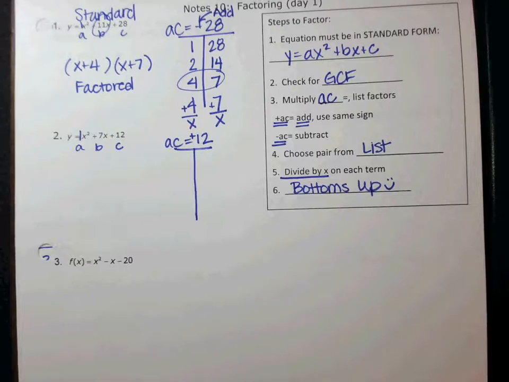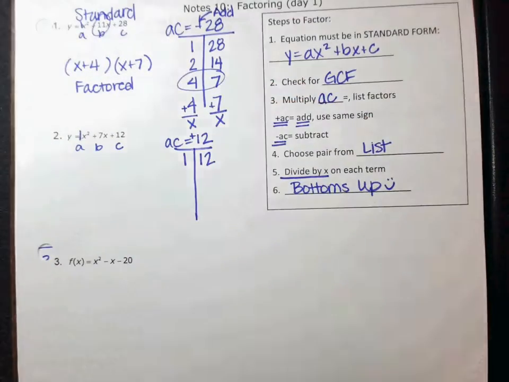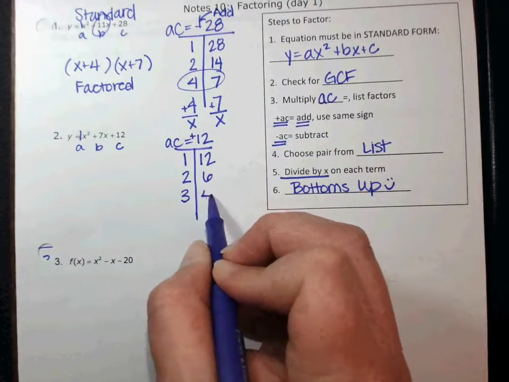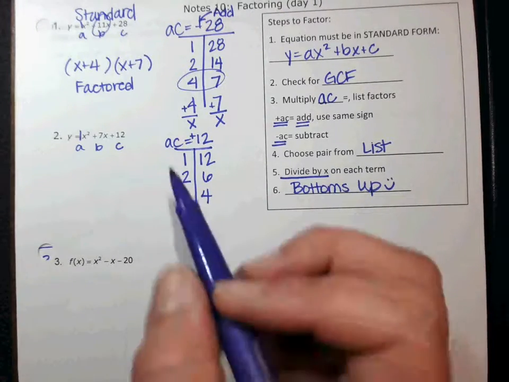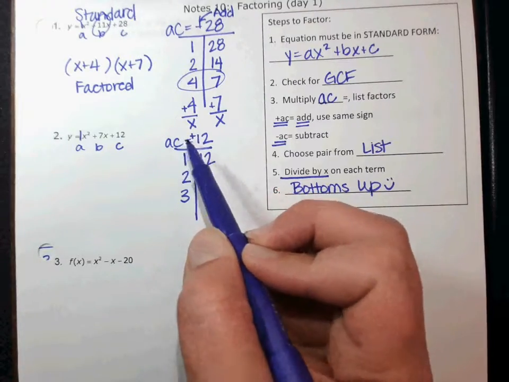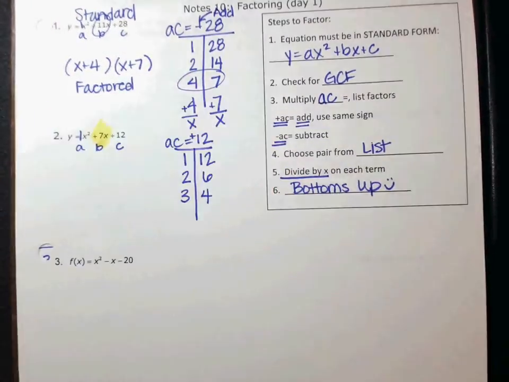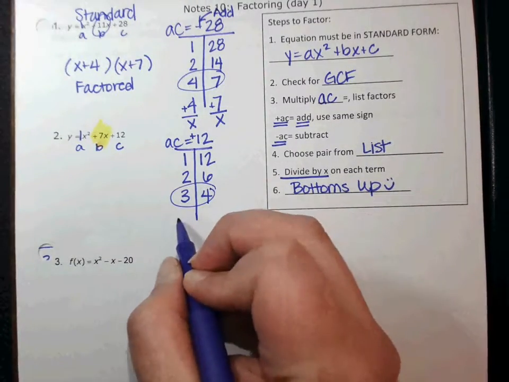What do I have? Start with 1. 1 and 12. What else? 2 times 6. What else? 3 times 4. My next pair would be 4 times 3, but that's already on the list. Look at the top. I have a positive. That means I want to add. What do I want them to be when I add them? 7. 3 and 4 are going to be my numbers.